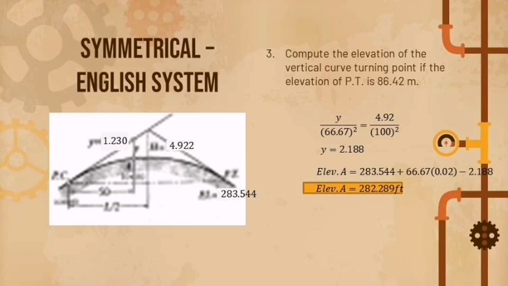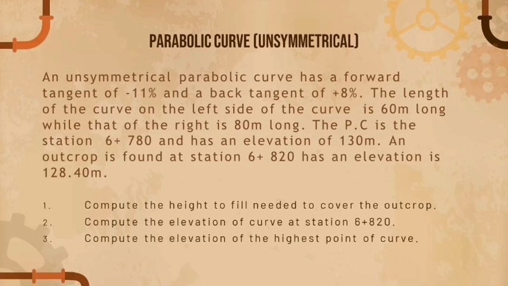So after computing it, you will get the answer of elevation of A is equal to 282.289 feet. So we are now in the last problem, which is the parabolic curve, unsymmetrical. This problem also came from Basabila, but I revised it.